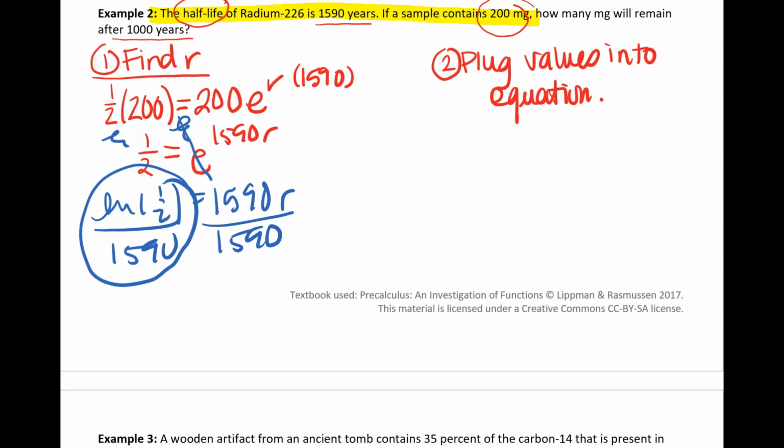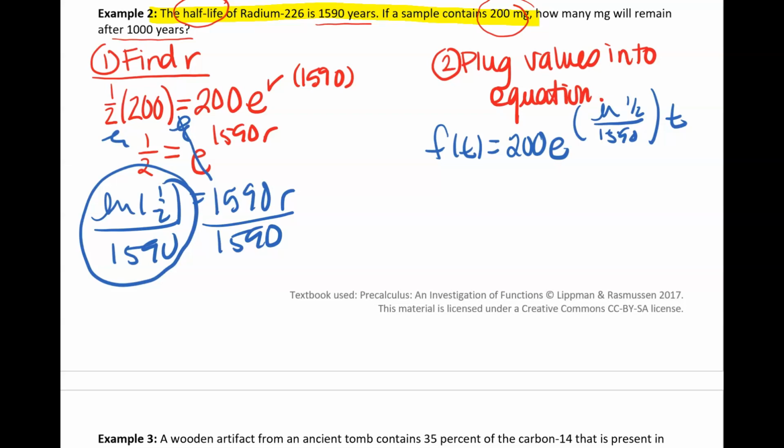So number 2, you're going to plug your values into the equation. When I plug those values into the equation, I get f of t is equal to 200 E to the, now my R is ln of 1/2 over 1590, times t. So that's my expression. But this says how much will remain after 1,000 years.